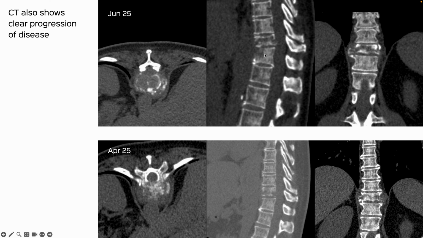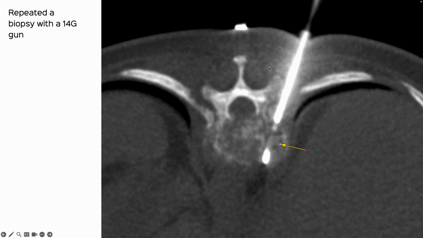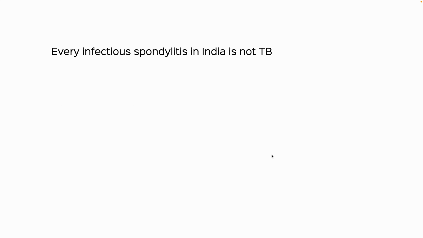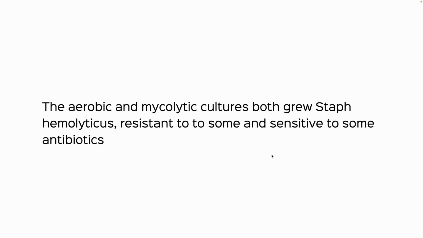And the CT scan obtained at the time of biopsy shows this progression as well. This time I went in from the opposite side into the inferior end plate of the superior vertebra and the adjacent disc, aspirated a lot of bloody material. There was no pus. And eventually on Saturday, we got the reports that the aerobic and mycolytic cultures both had grown staph hemolyticus. Again, resistant to some antibiotics, sensitive to some antibiotics. So this is actually infectious spondylitis, non TB, due to staph hemolyticus.